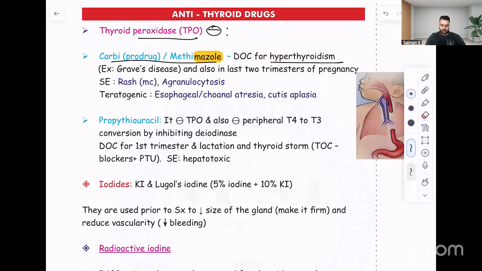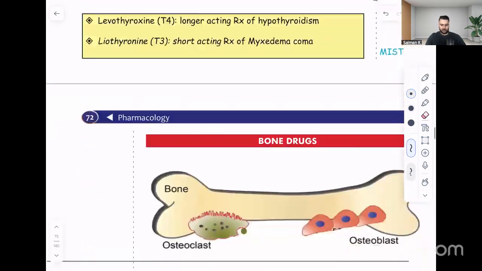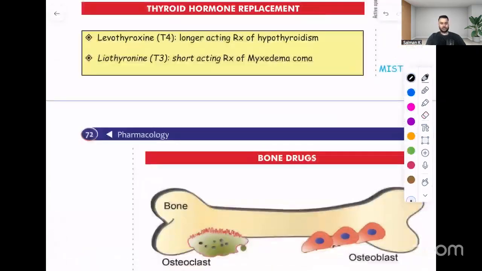Done. Next, now that this is done, replacement. If somebody is a hyperthyroid patient, we give methimazole, carbimazole. If somebody is a hypothyroid patient, then the drug of choice becomes levothyroxine. This becomes your levothyroxine. So that is the simple logic right here when it comes to this topic. Done?